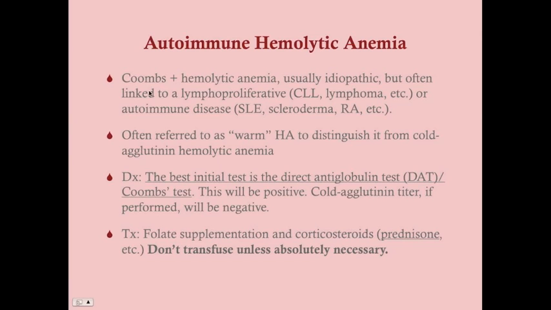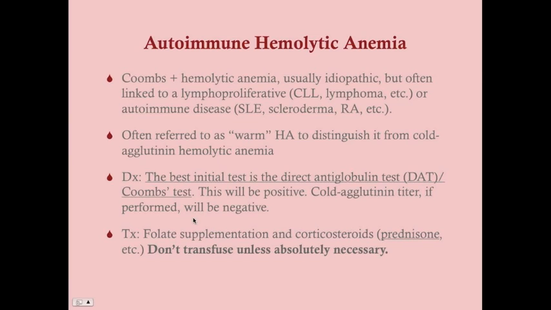Some people like to use the term warm hemolytic anemia just to differentiate it from the cold-agglutinin hemolytic anemia, but autoimmune hemolytic anemia can be used because it's linked with autoimmune disease, and so different people use different terms. But know that the ones that are caused by lymphoproliferative or autoimmune diseases, or the ones that are idiopathic, are the warm hemolytic anemia. The cold-agglutinin disease is its own entity. So this, as I mentioned, is Coombs positive, and it's linked to something like leukemia or lymphoma or an autoimmune disease.